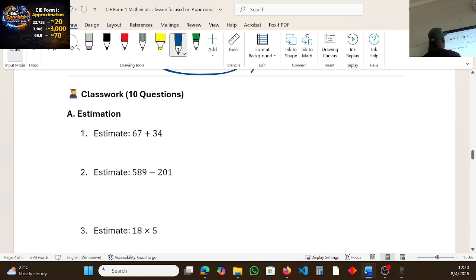But as we can see, 67 is closer to 70, and 34 is closer to 30. When we sum the two, it gives us 100. So I think it's a closer guess.